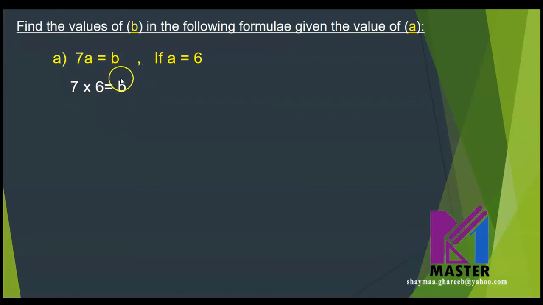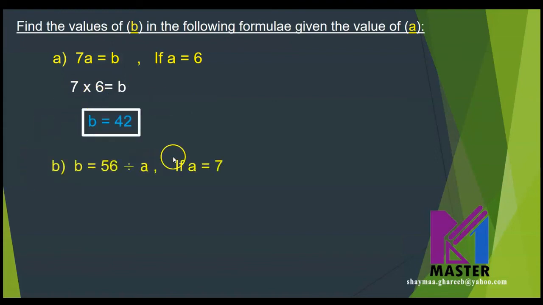Now, can we find the value of B? So, of course, B equals 7 times 6 equals 42. The second example, B equals 56 divided by A. If A equals 7, it's given in the question. So B equals 56 divided by 7. So 56 divided by 7 equals, yes, B equals 8. Is this clear how to substitute a given value?